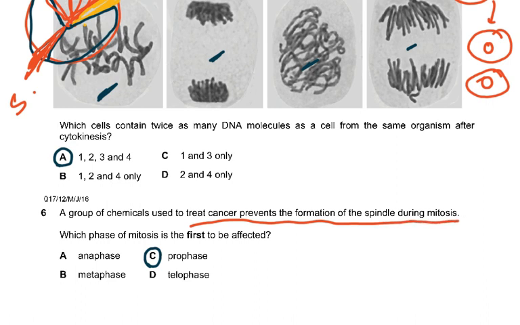Which phase of mitosis is the first to be affected? So spindle during mitosis, and the phase first to be affected. Naturally, prophase, they start condensing and thickening. So then what would happen? They will become shorter and thicker. But then the spindle fiber is not going to form, so they are not going to attach to the spindle fibers. And that happens in prophase.